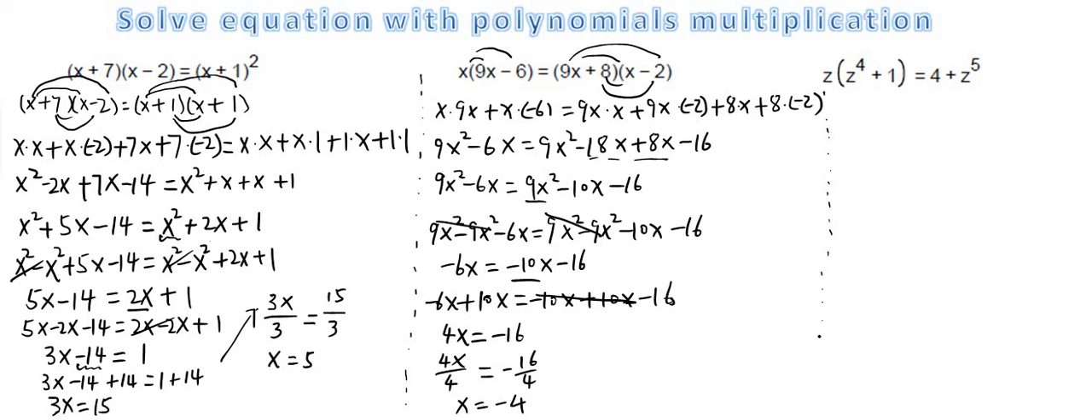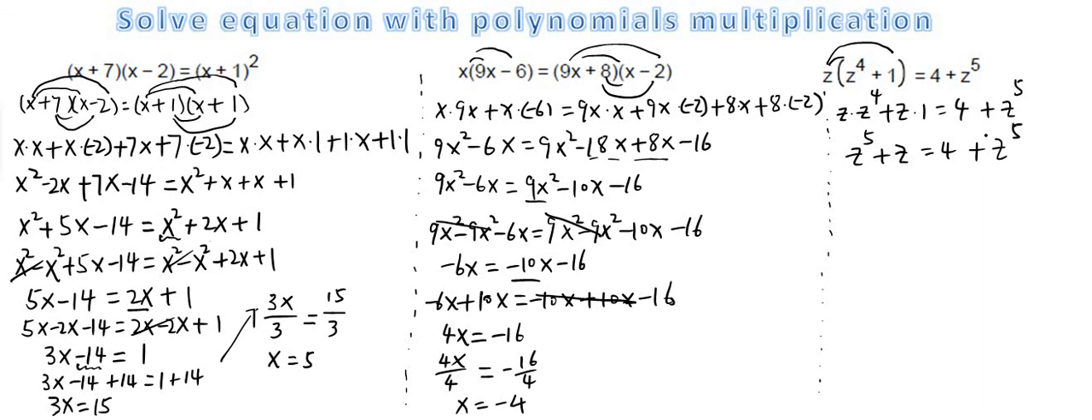Now we're gonna solve the last example. Of course, we're gonna do the distribution. For the left hand side, z times z to the power 4, z times 1 equals 4 plus z to the power 5. And z times z to the power 4 is z to the power 5, plus z equals 4 plus z to the power 5.